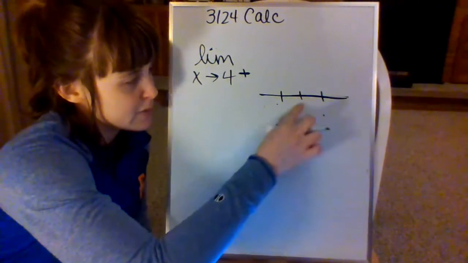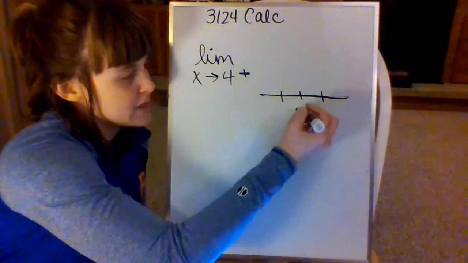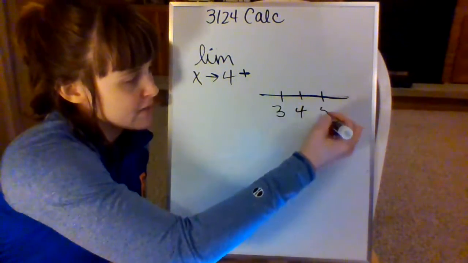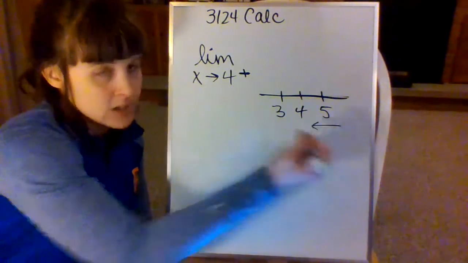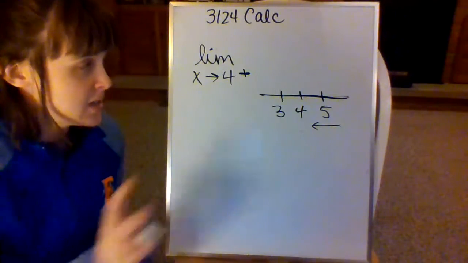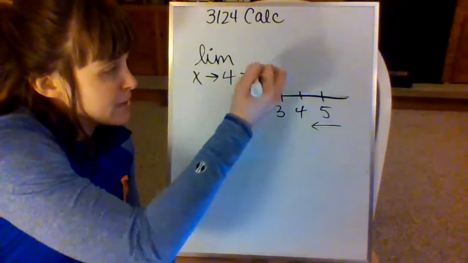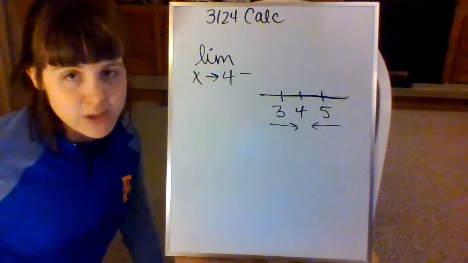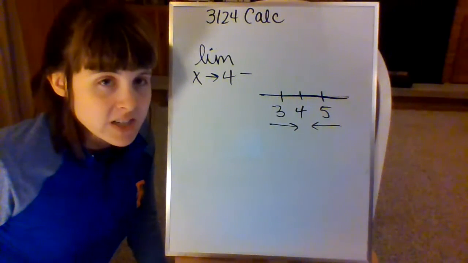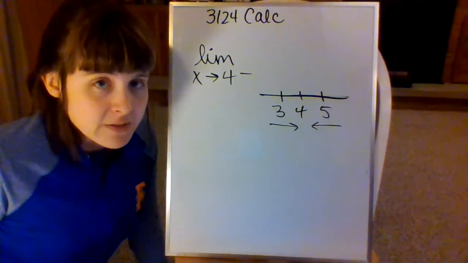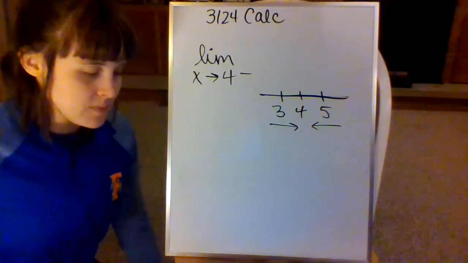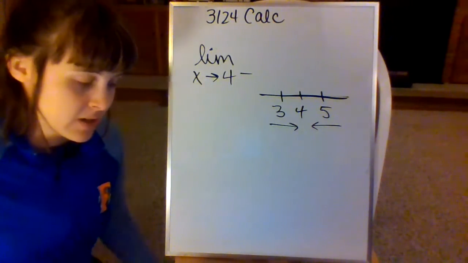So here, let's make this more realistic. Let's make this number 4, this is 3, and this is 5. If we're approaching 4 from the right, we're coming in from that way. If we're approaching 4 from the left, we're coming in from this way. And we want to know, what does the function do as you approach it from the left and from the right? Okay, so we're going to look at example 1.